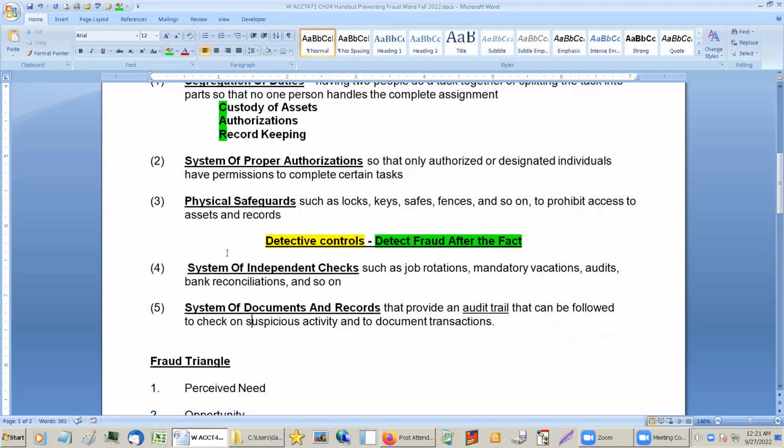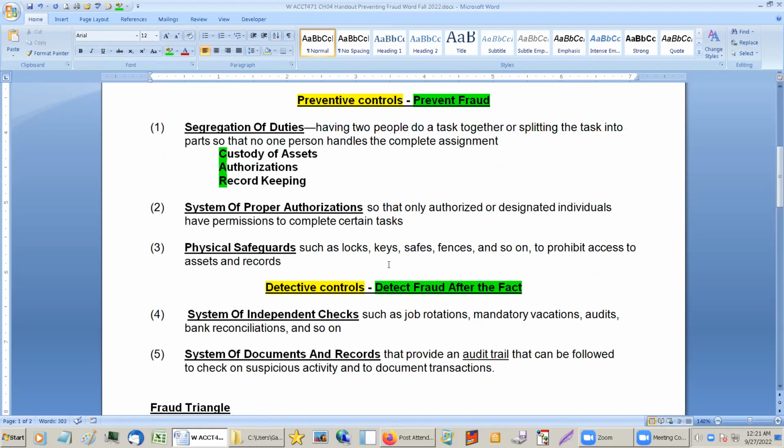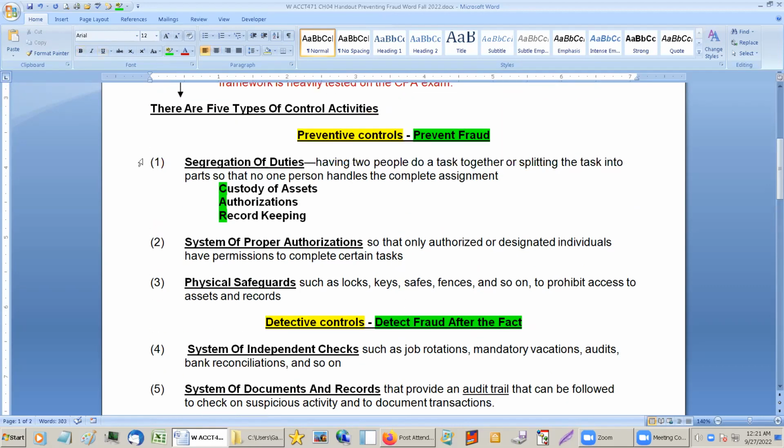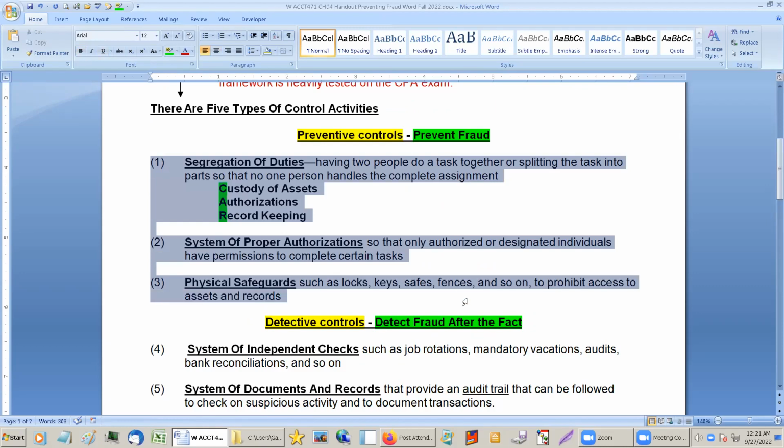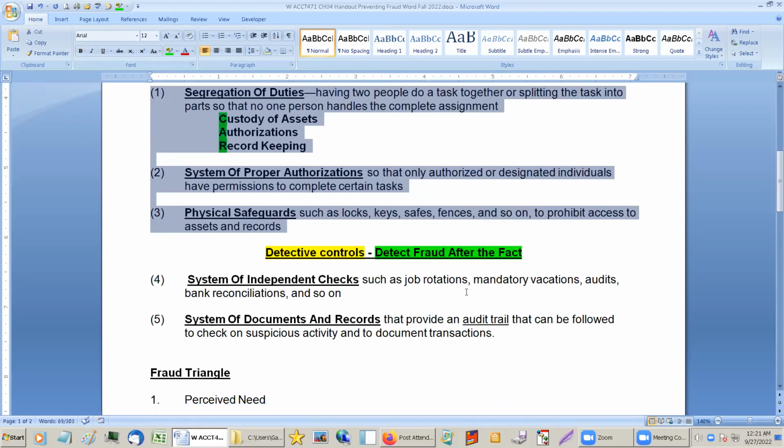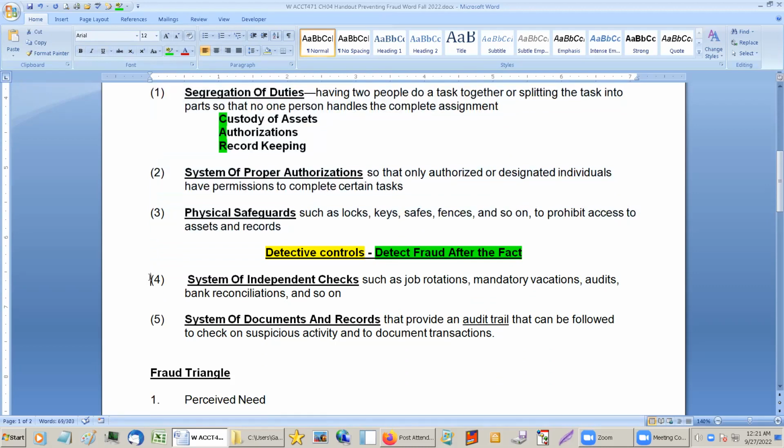Okay, so these other two are for detecting fraud. These keep the fraud from happening. Down here, these two activities are detected after the fact. So things like job rotations, mandatory vacations, audits, bank reconciliations, and so on. So these are things that are done after the fact that might detect the fraud.